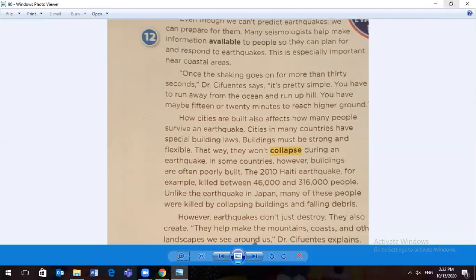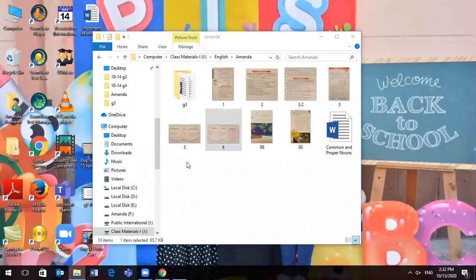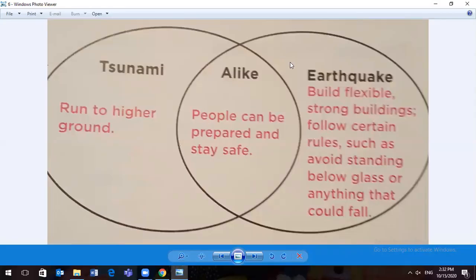So let's add this to our second Venn diagram. We're talking about tsunami and earthquake. And the tsunami, we should run to higher ground because we're trying to stay away from rising water. And the earthquake, we should build flexible, strong buildings, follow certain rules, such as avoid standing below glass or anything that could fall. Okay, this is the information that we talked about how to avoid damage and destruction during an earthquake. And this is what we've said you should do to be prepared and avoid problems during a tsunami.